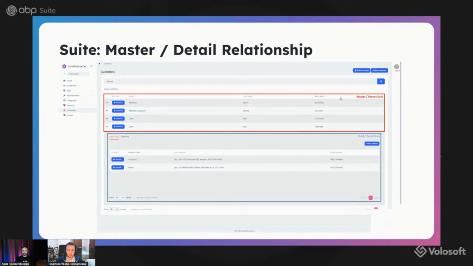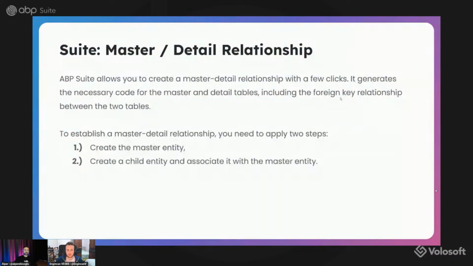And also, establishing a master-detail relationship is actually a pretty straightforward process. You just need to make a few clicks, and then ABP Suite will generate everything for you. It will add the related code for the master and detail tables, including the database relationships, including the foreign key relationship.